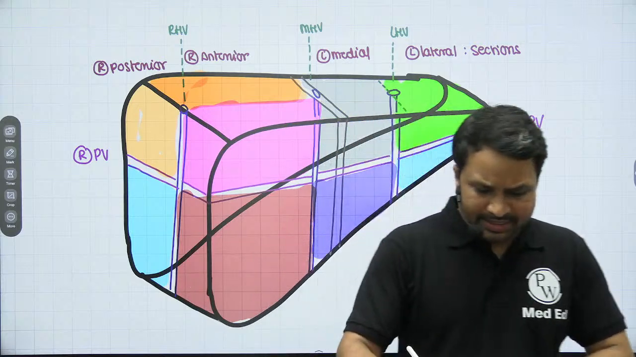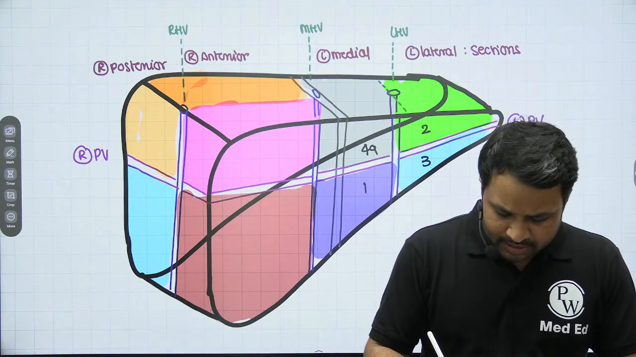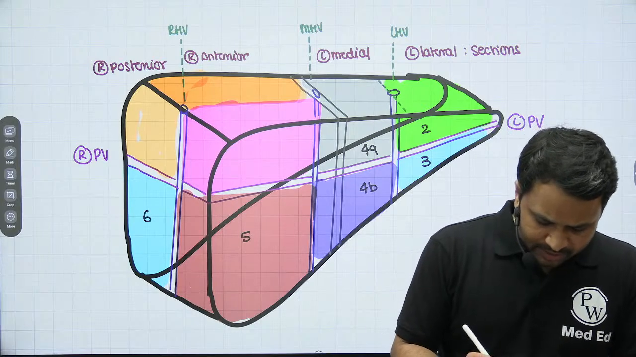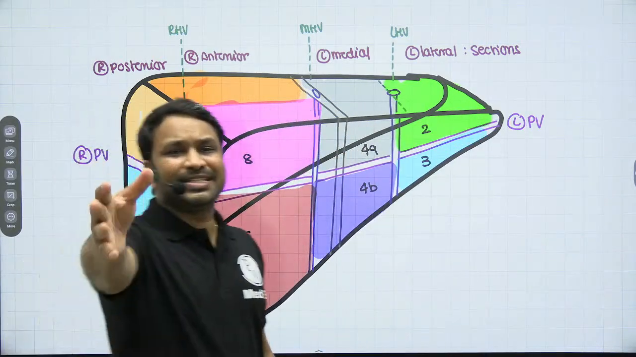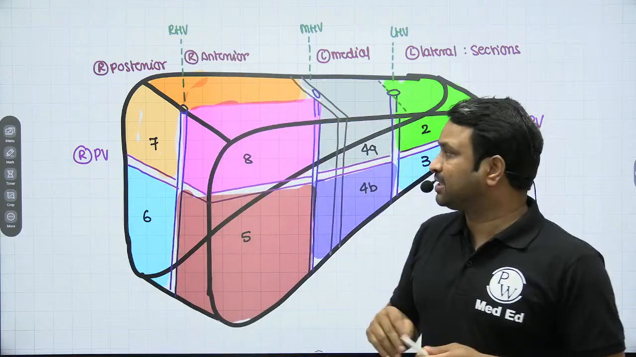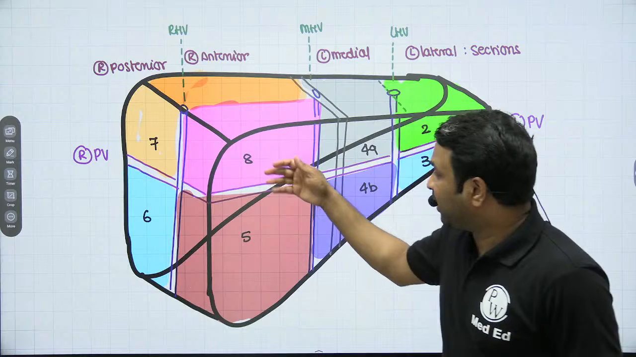Now when you look at the segments, it is easy. This is segment 2, this is segment 3, this is segment 4A, this is segment 4B, this is segment 5, this is segment 6, this is segment 7, this is segment 8. बस इतनी सी ही बात है. तो आपसे एग्जाम में पूछ लेंगे कि लेफ्ट हेमी लिवर में कौन कौन से सेगमेंट्स हैं. लेफ्ट हेमी लिवर में क्या है? 2, 3, 4A, 4B. राइट हेमी लिवर में क्या है? 5, 6, 7 and 8.